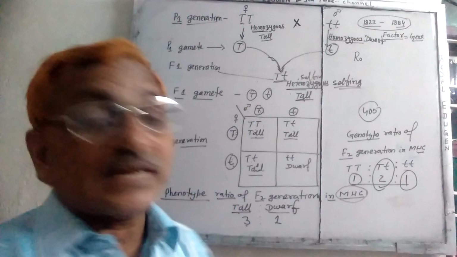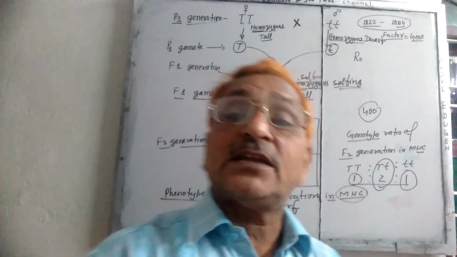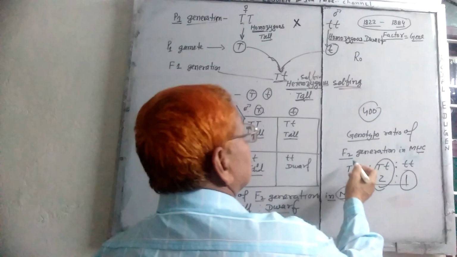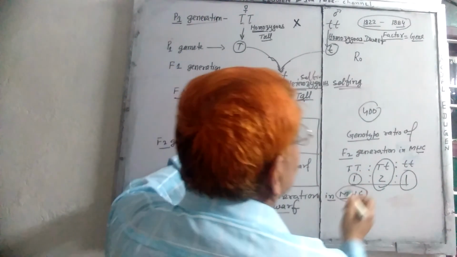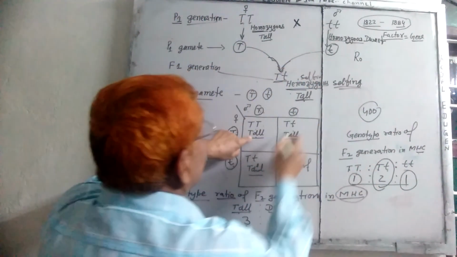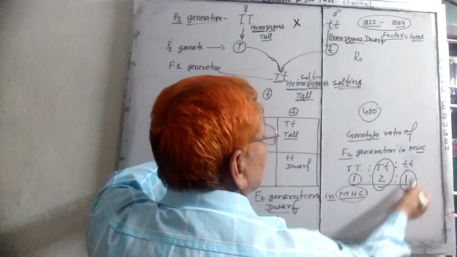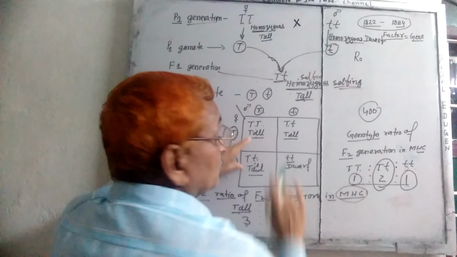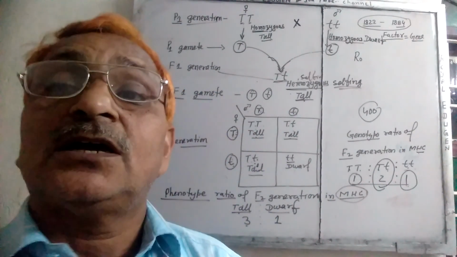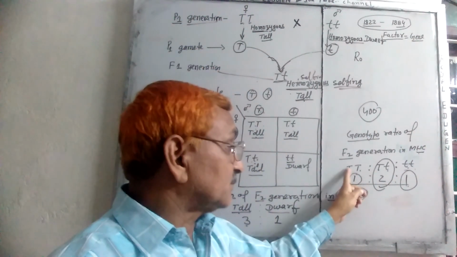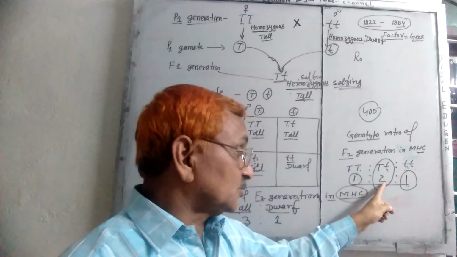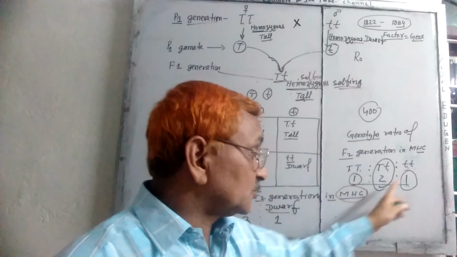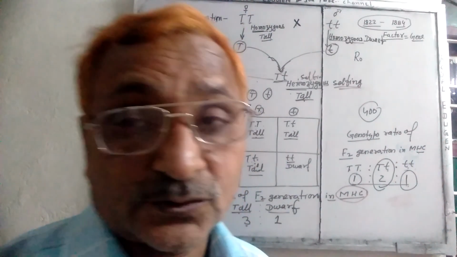When we write the genotype ratio, the question will be asked, derive the genotype and phenotype ratio. So you will write here the genotype: capital T capital T 1, capital T small t 2, and small t small t 1. So 1 is to 2 is to 1. So total genotype when we write, capital T capital T 1, capital T small t 2, small t small t 1. So genotype ratio is 1 is to 2 is to 1 in monohybrid cross.